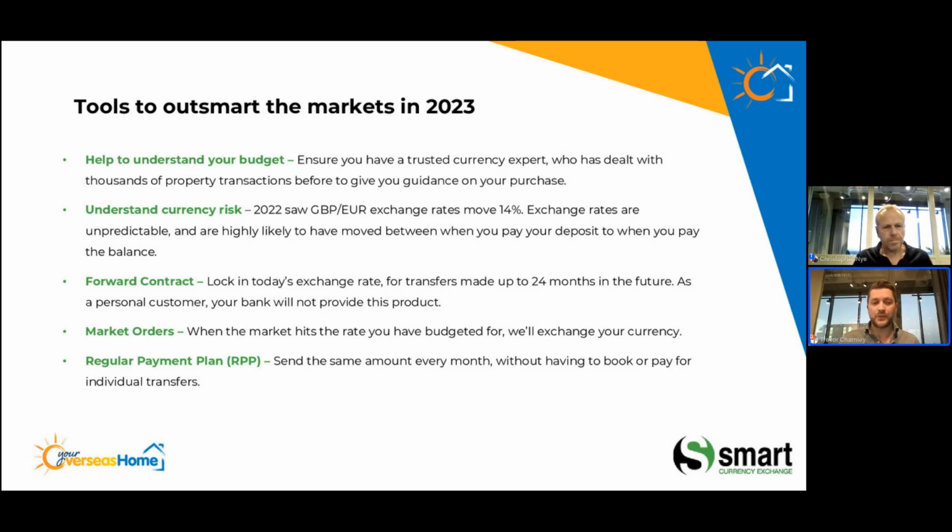So what a lot of customers will do in a typical buying journey, they will place that offer, have that offer accepted, and as soon as they pay the deposit, they will secure their exchange rate on that day for delivery in the future.